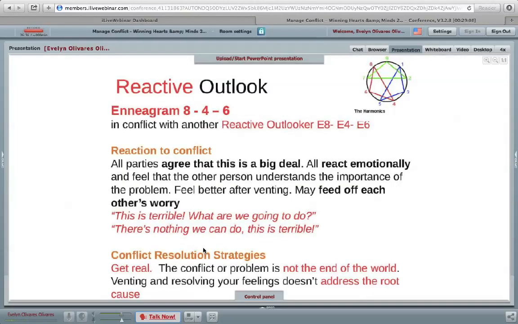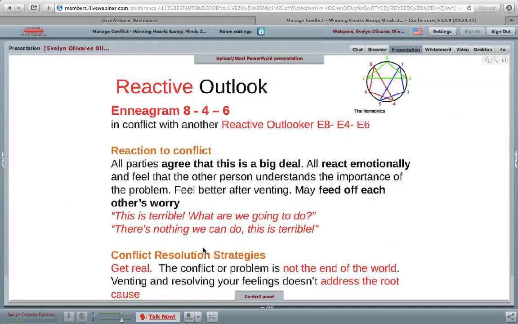So let's look at the whole group, the 8, the 4, and the 6, in regard to the conflict. When they're all talking together, they all agree that this is a big deal, and they all react emotionally because they are emotional beings. They are very reactive. They understand each other. They have a mutual sense of importance about the problem. They like to vent, feed off each other.